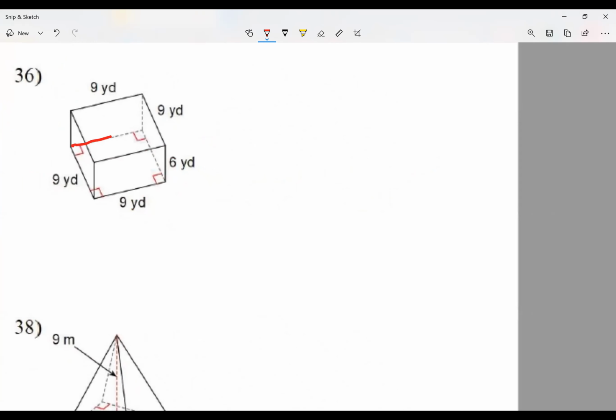Let's take a look at number 36. Look at the base. Let me highlight the base. Again, when I say base, I'm talking about a shape. I highlighted and I see there's one on top. I'm only going to highlight one of them. The area of the base is a 9 by 9 square. So I'm going to say that's 81, 9 times 9. The height is the number that has nothing to do with your base. In this case, 6. I'm just going to go 81 times 6. It gives me 486.